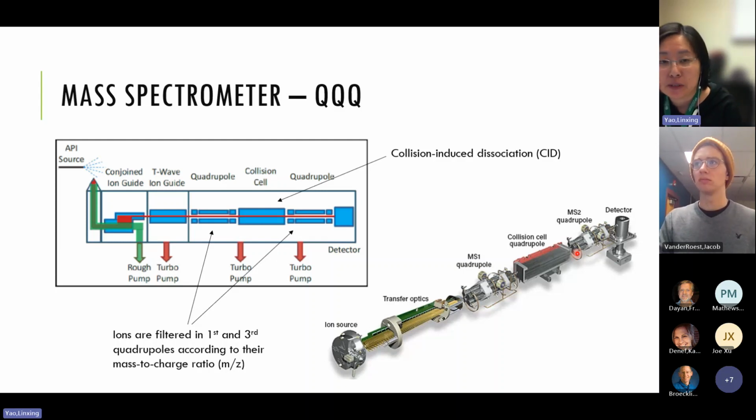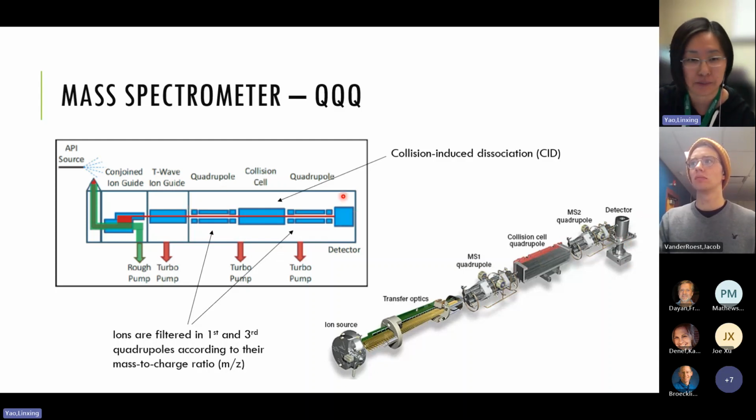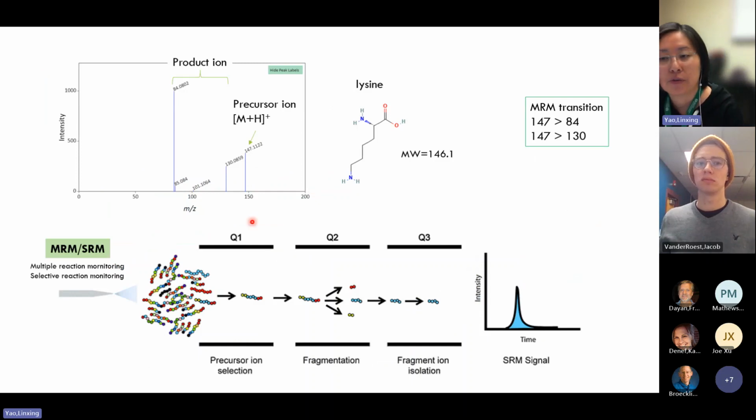At the end, the transmitted ions are detected by a photomultiplier detection system. We'll talk more about this quadrupole region next. First, let's go over some basic terminology.